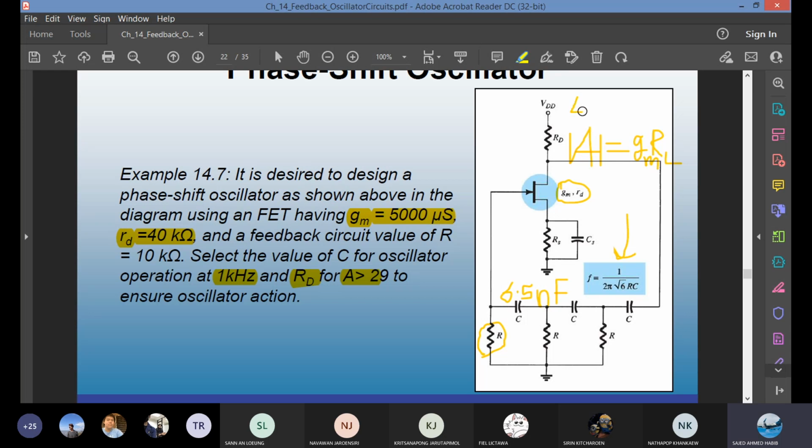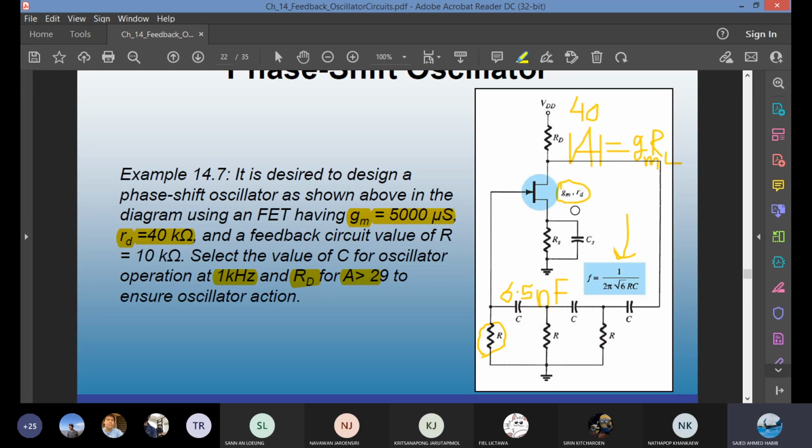If A equals 40, what is the value of RL, the load resistor? Like the overall load of the output side. 40 divided by 5,000 microsiemens. So what is RL then? Can you calculate RL? How many in ohm or kilo ohm? 8K ohm. I cannot draw there, but I take 40 divided by 5,000 microsiemens, I get 8 kilo ohm. So RL is 8 kilo ohm.